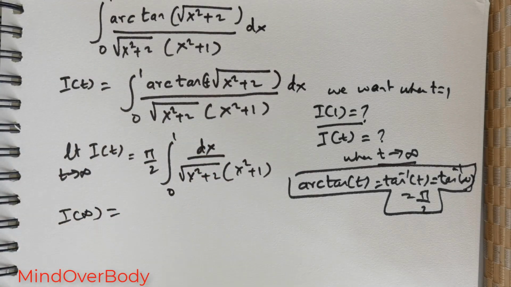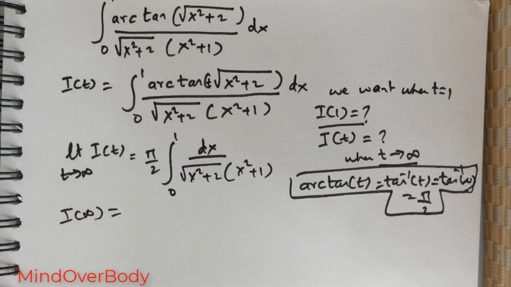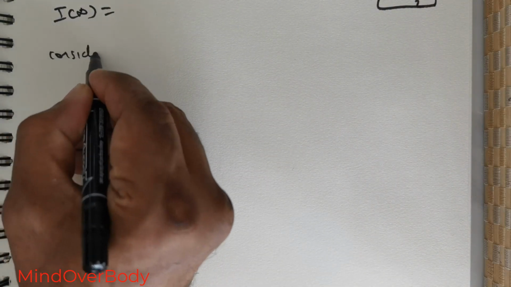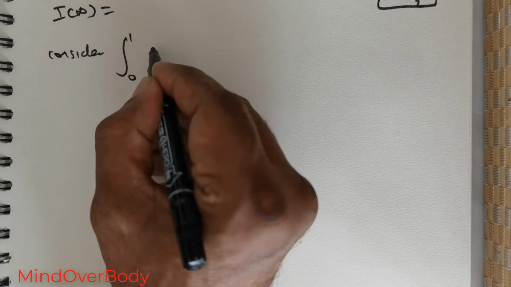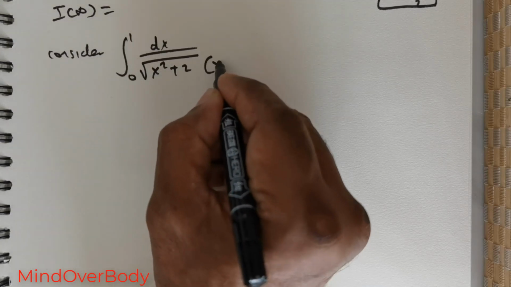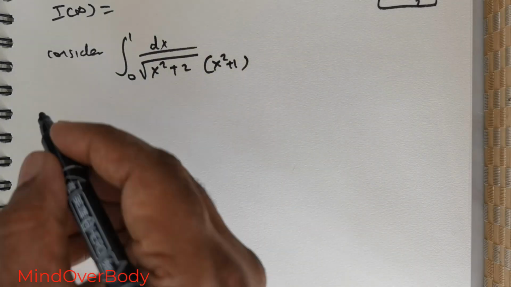Now on the left hand side you can suitably represent it as I of infinity. Now what I wish to do is evaluate this first and find out what happens when t is heading to infinity. So let's do that. So I would like to consider the integral from 0 to 1 of dx divided by root of x squared plus 2 times x squared plus 1. So I need to know the value.